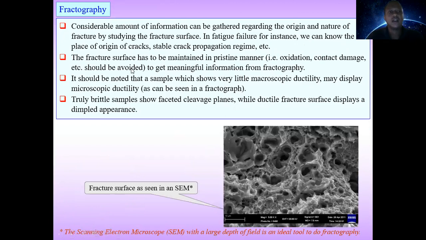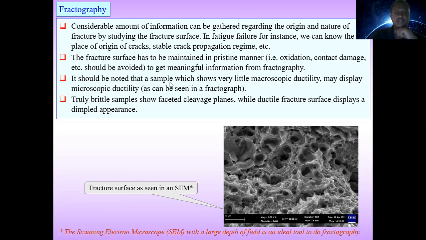Fractography. Considerable amount of information can be gathered regarding the origin and nature of fracture by studying the fracture surface. In fatigue failure, for instance, we can know the place of origin of the crack, stable crack propagation regions, etc. The fracture surface has to be maintained in pristine condition, and oxidation, contact damage, etc. should be avoided to get meaningful information from fractography.